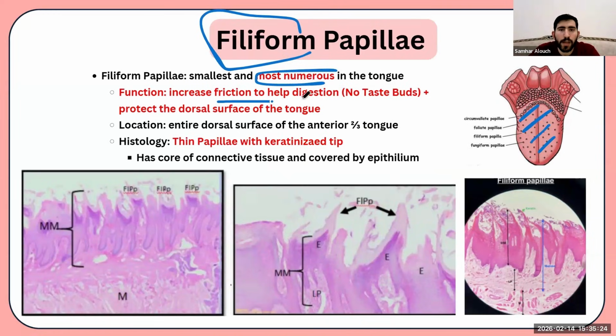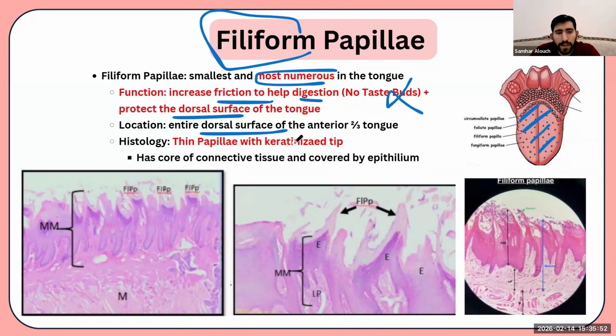It increases friction to help digestion. Okay, so it causes friction with the food itself to help us with digestion, and it protects the tongue itself. It doesn't have taste buds, so it doesn't help with the taste sensation. Okay, so filiform, it fills the whole tongue and it helps with friction and protection. It doesn't have taste buds. Okay, where is it? On the entire dorsal surface.